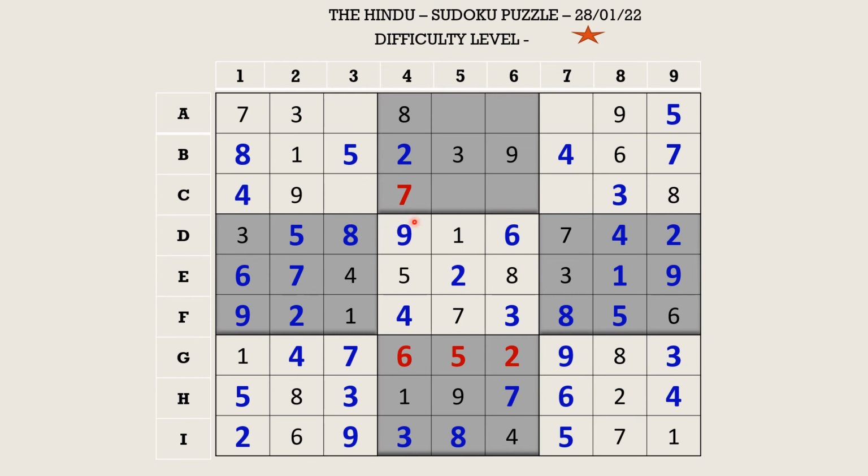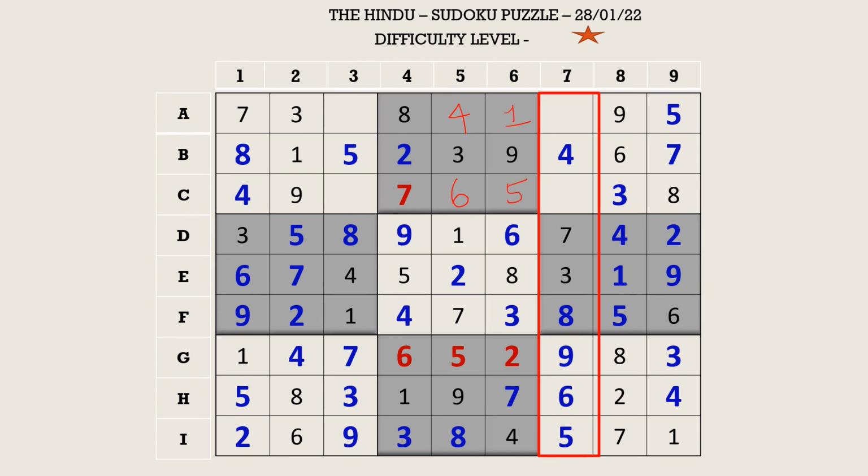In column 5, the missing numbers are 4 and 6. There is a 4 in C row blocking here. So C5 takes 6 and A5 takes 4. In column 6, the missing numbers are 1 and 5. There is a 5 in row A which blocks here. So A6 takes 1 and C6 takes 5.